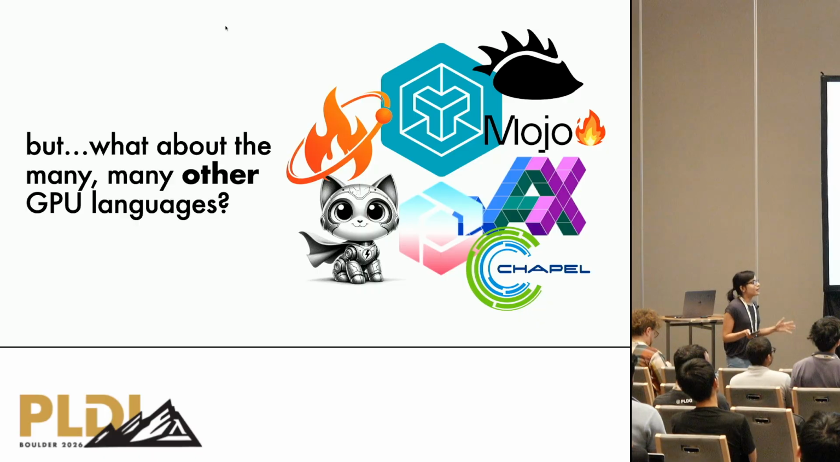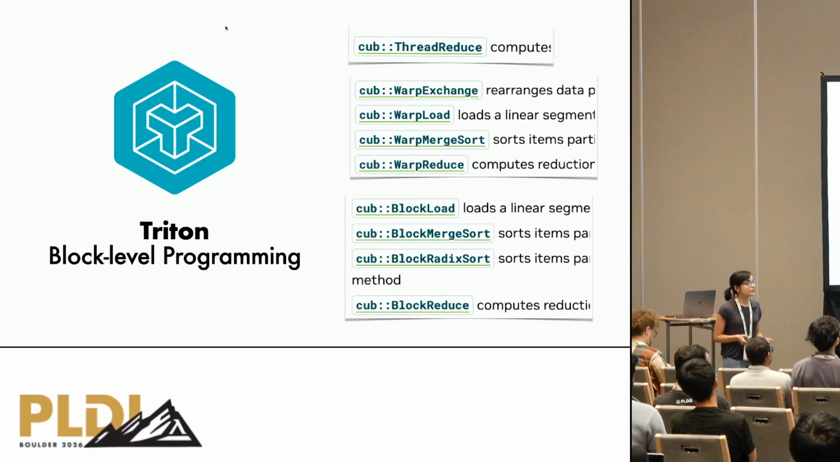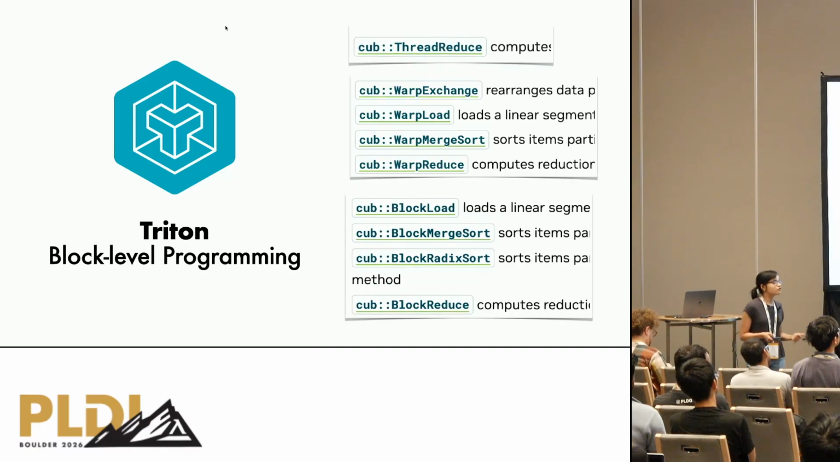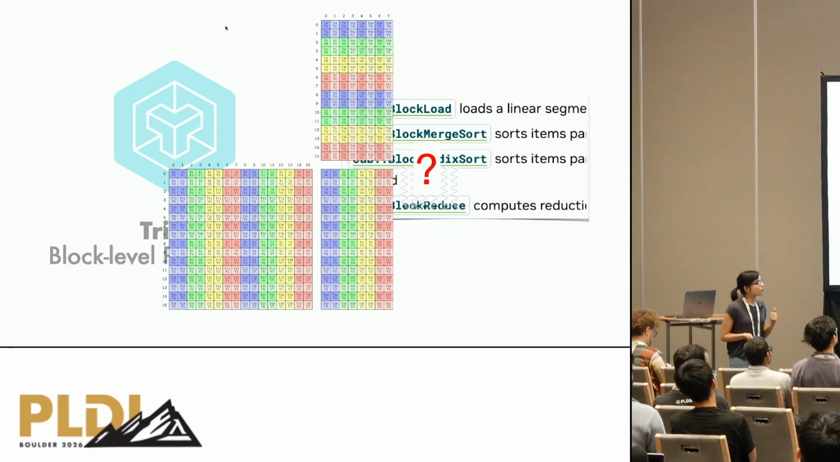And you may be wondering, well, Manya, I've heard about the N million GPU languages. What about any of those? Let's take Triton as an example, which is a block-level programming language. In Cub, we at least have 3 options. In Triton, we only have 1. So we don't need to make a choice, because we don't have any. And this is great until you actually want to perform a warp group level tensor core operation.